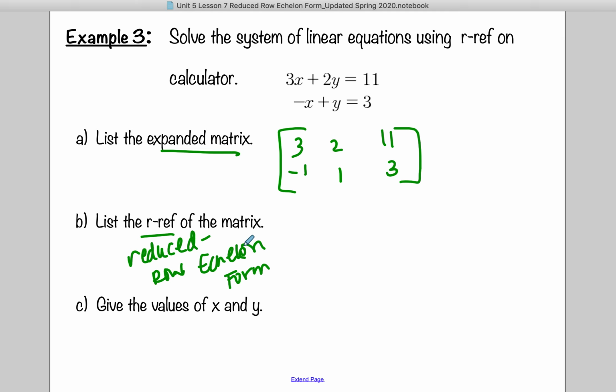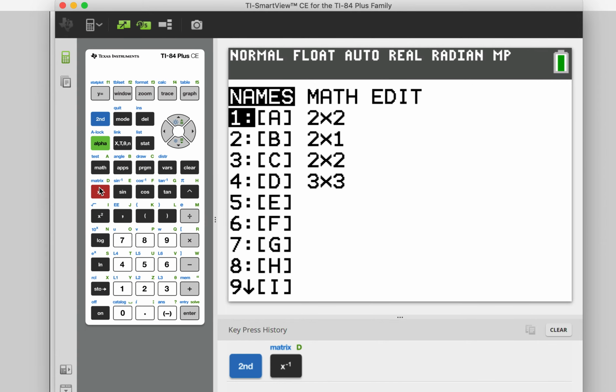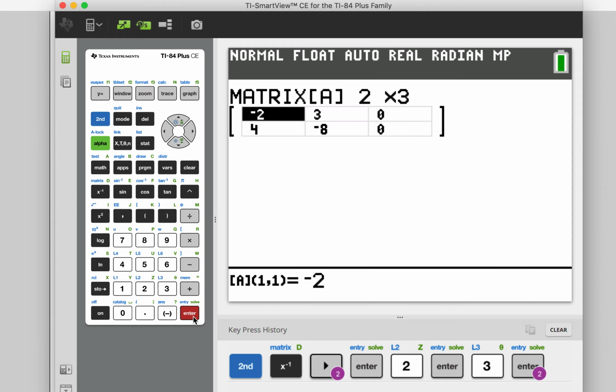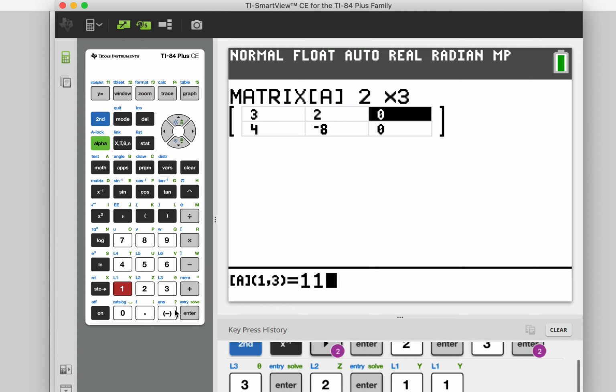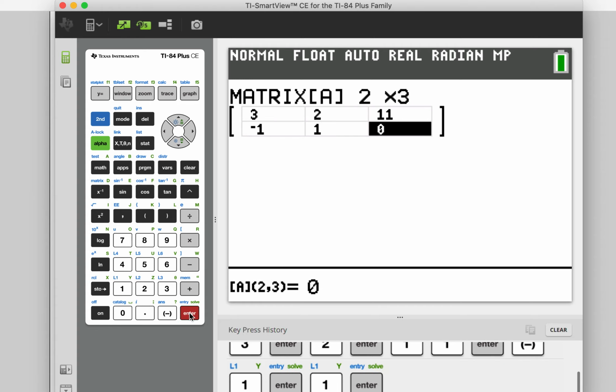So we're grabbing our graphing calculators or the app that we have for our graphing calculators. And I'm going to enter this matrix in. It's a 2 by 3. So I'm going to put in for matrix A, 2 by 3. So we're going to go second matrix over to edit. And I'm going to put in spot A, and it's a 2 by 3 matrix. Then our 2 by 3 matrix that we just listed off is 3, 2, 11. Then we got -1. Then we got 1. And then we got 3. There is our expanded matrix in our calculator.